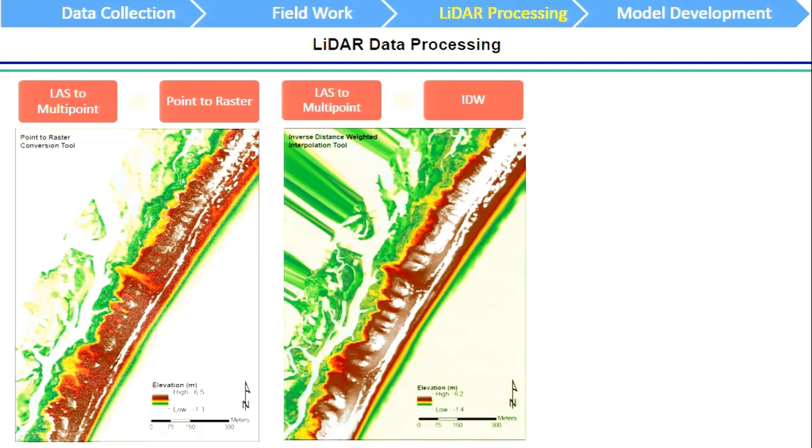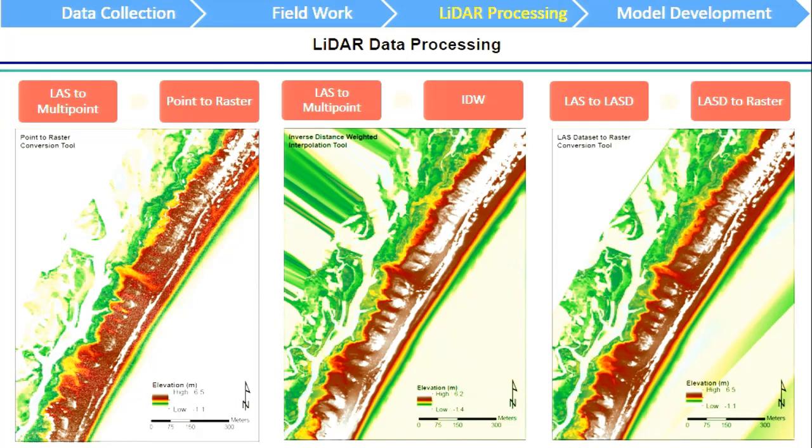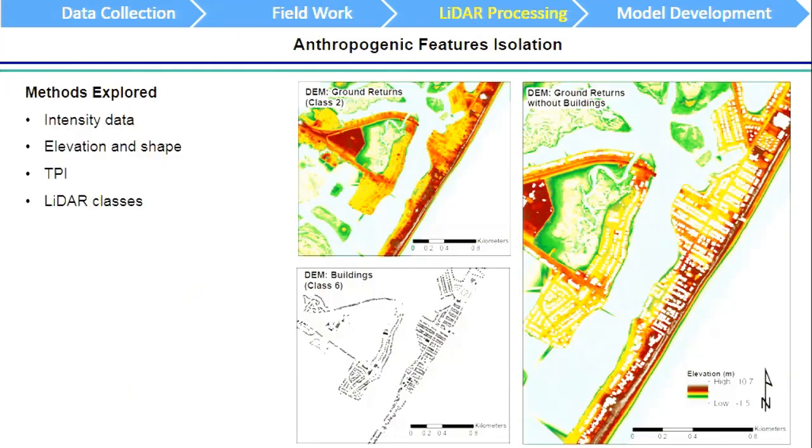that were going to be a problem for the model. We then tried the LAS to multipoint and then interpolate using the inverse distance weighted tool. And this created a pretty good DEM, but we saw a lot of over-interpolation. Also, this is a very time-consuming process. So lastly, we settled on converting the LAS points into an LAS data set and then using the LAS data set to raster tool, which also uses the inverse distance weighted calculation or algorithm to calculate the DEM, and that was the best for this model.